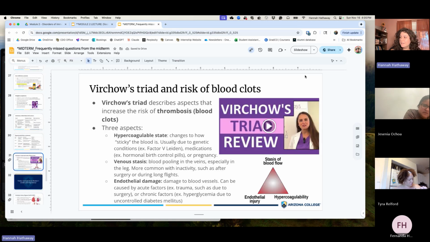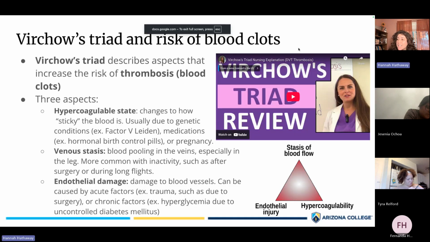Okay, and then Virchow's triad and blood clots. So Virchow's triad is things that may increase the risk of developing blood clots.